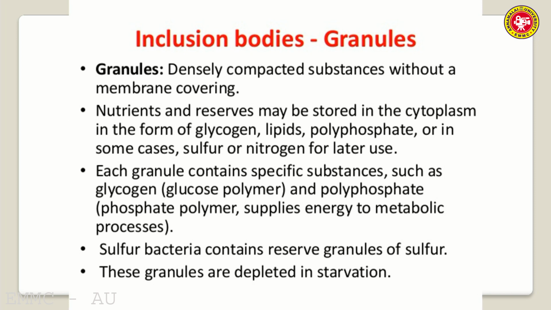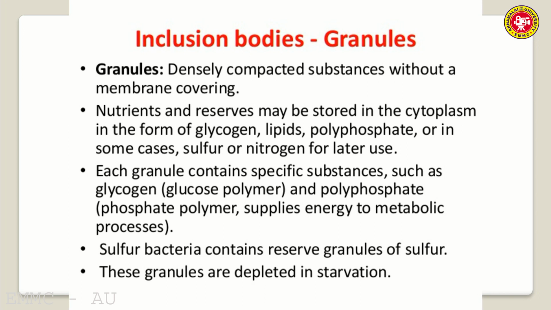Another one is the granules. What is a granule? It is a densely compact substance without a membrane covering. It does not have any membrane covering and is present in granular form. Under the microscope we can see it in granular form, called a granular inclusion body. Nutrients and reserves may be stored in the cytoplasm. This one I already told. So it is stored in the cytoplasm. During starvation conditions, these nutrients, lipids or polyphosphate, glycogen, are utilized by the bacteria.